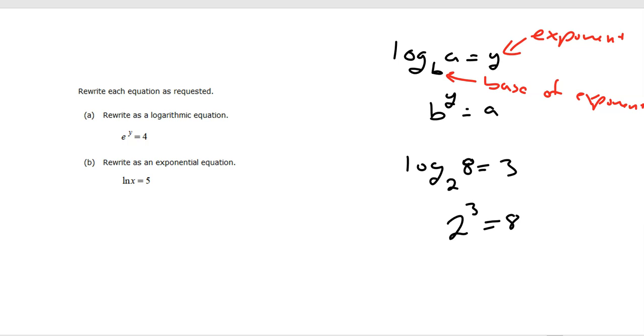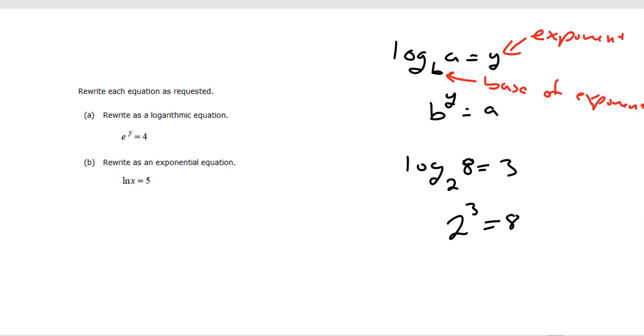Logarithms and exponentials are inverse functions. They just undo each other, just like squares and square roots are inverse functions. Addition, subtraction, multiplication, division. It comes in real handy to be able to switch back and forth between exponential notation and logarithmic notation, so these couple questions are designed to help you practice that.